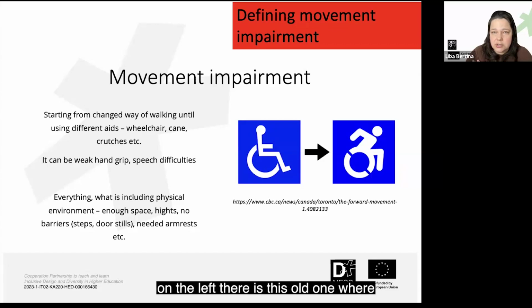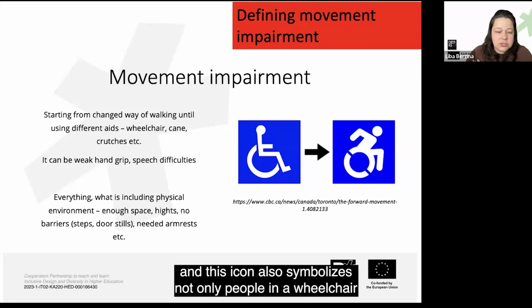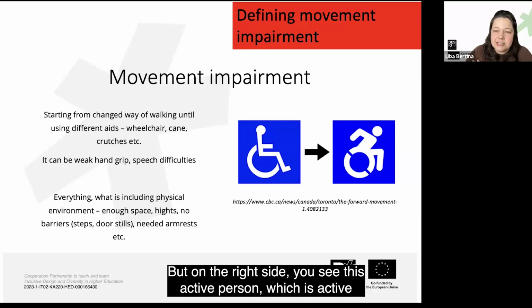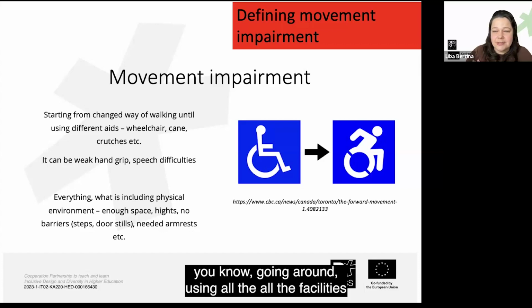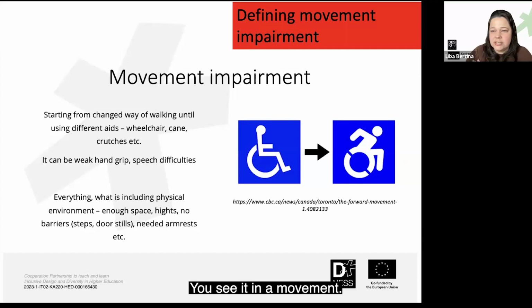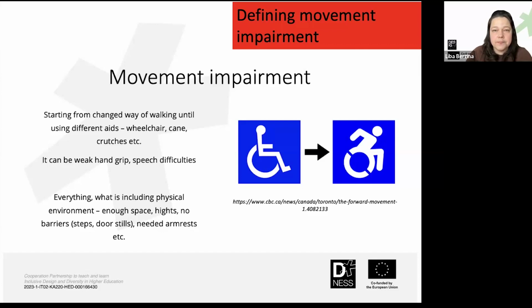In the left is this old one where a person in a wheelchair is sitting and not moving, like straight hands in the front. And this icon symbolizes not only people in a wheelchair, it symbolizes people with a movement impairment in general. But in the right side, you see this active person, going around using all the facilities, all the public spaces, and the person is independent and active. You see it in a movement. So this also shows how the approach has changed during the time.